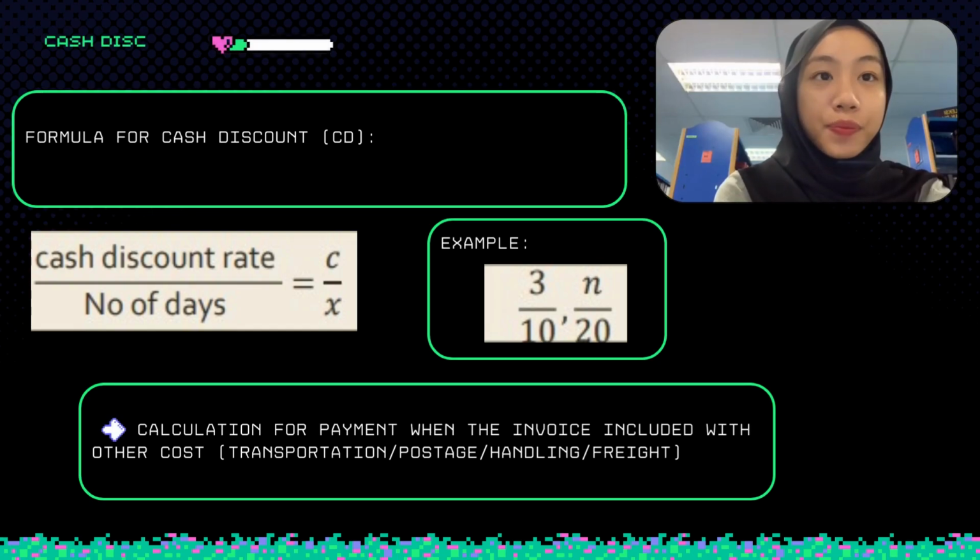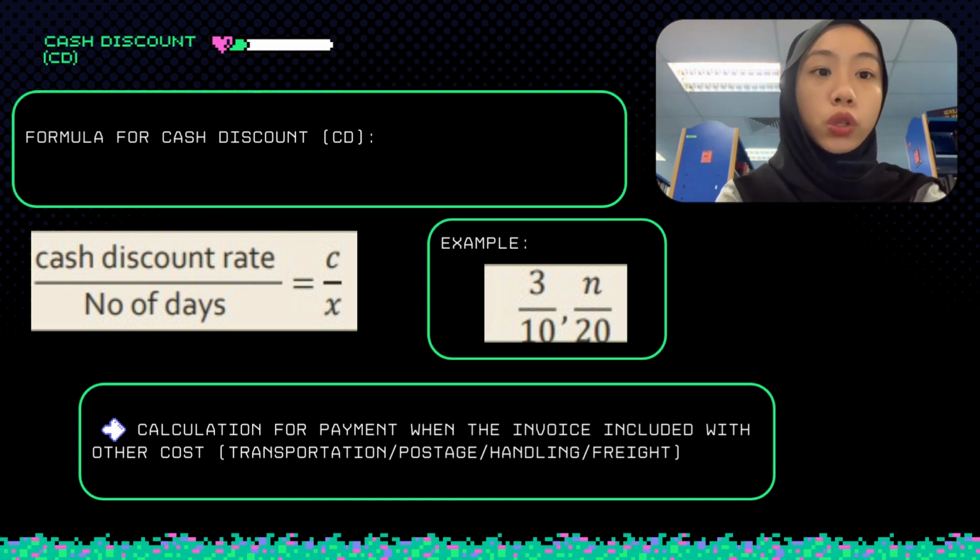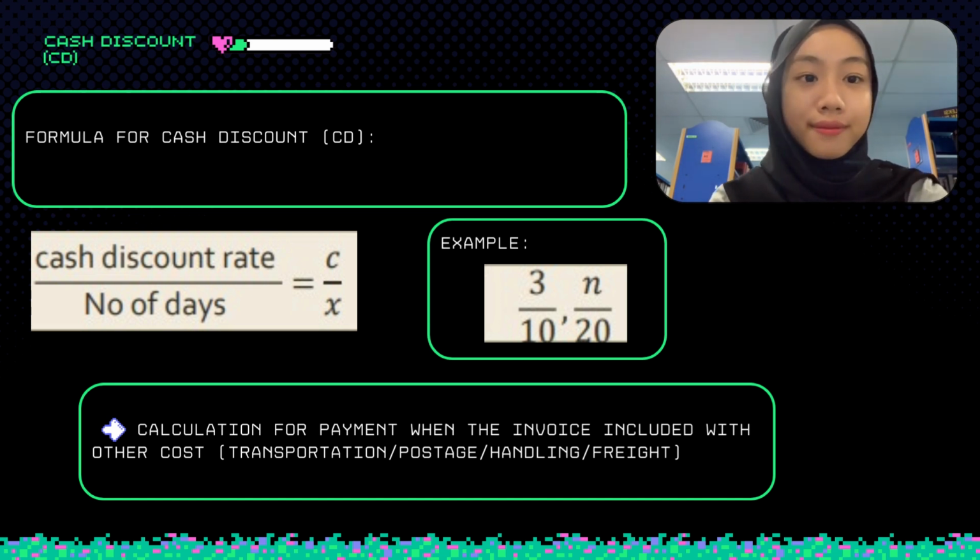Next, I want to explain the formula for cash discount. The cash discount is the cash discount rate divided by the number of days. I mean 3 divided by 10 and divided by 20, and then calculate the payment when the invoice includes the cost.